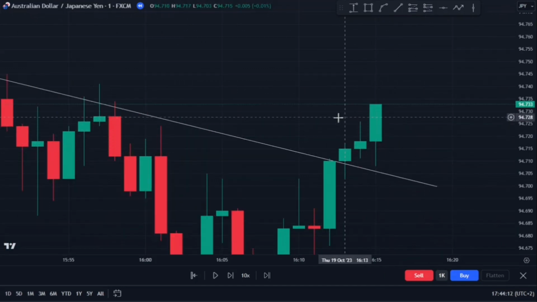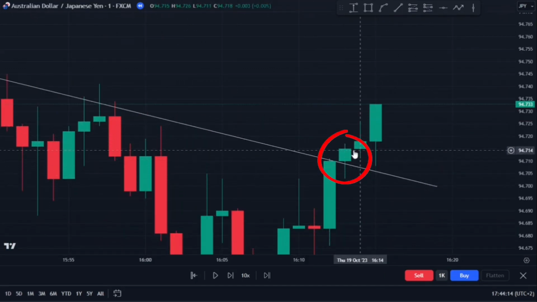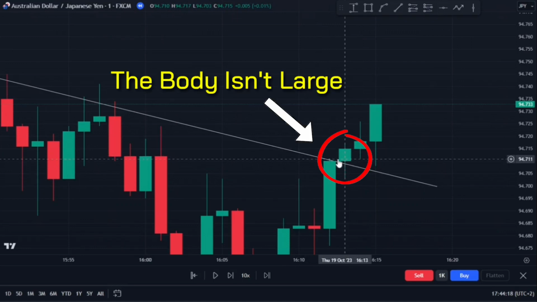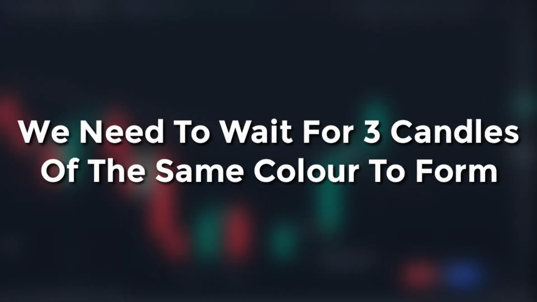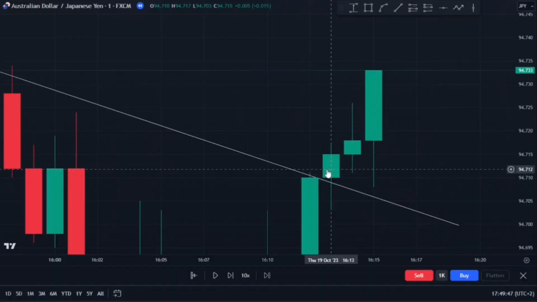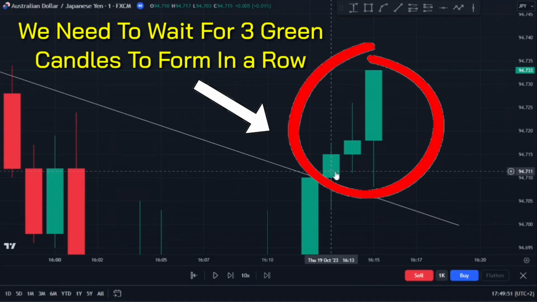So here we can see the price does break above this resistance level on the close of this candle over here, but the body of the candle is not very big, so therefore we would not open a buy position over here. In these situations, we need to wait for 3 candles of the same color to form. So what I mean is, because the price broke out of this resistance level and the body of the candle is not very large, we need to wait for 3 candles of the same color to form in a row. In this case, we need to wait for 3 green candles in a row.